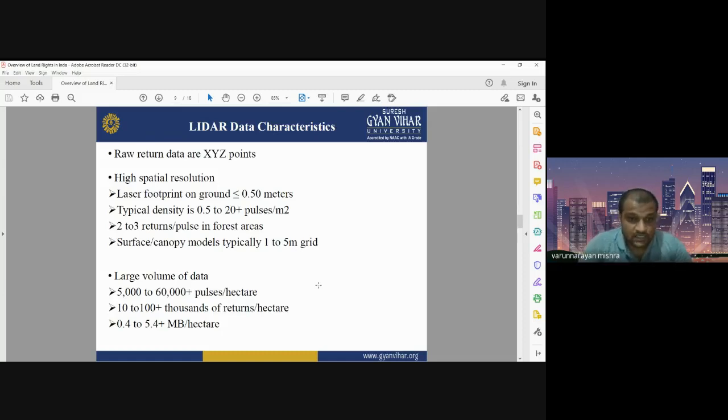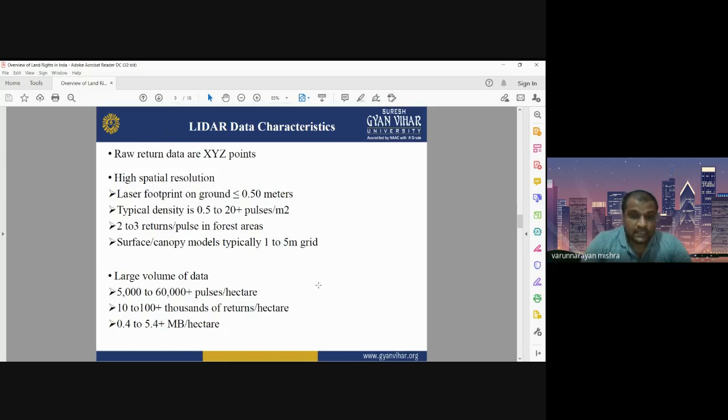So these are the lidar data characteristics that are very important to know: how many returns per minute, or how much area is captured by that laser footprint. The laser footprint, or the area that is captured by the laser at a time on the ground, should be below 0.5 meters, so that you will get high spatial resolution images.